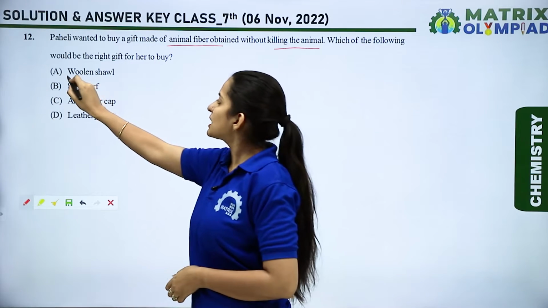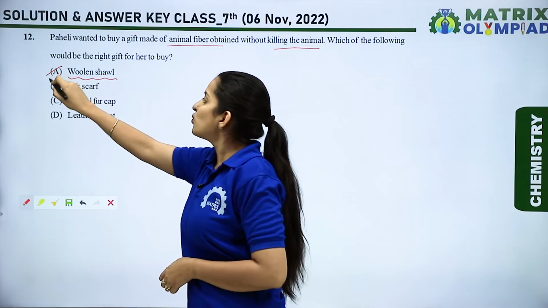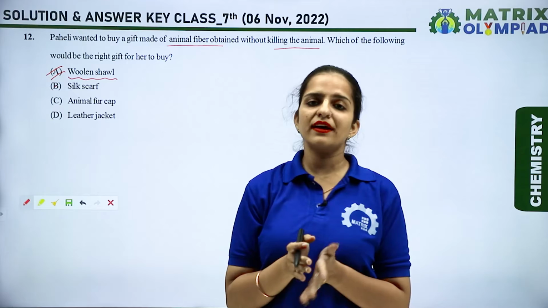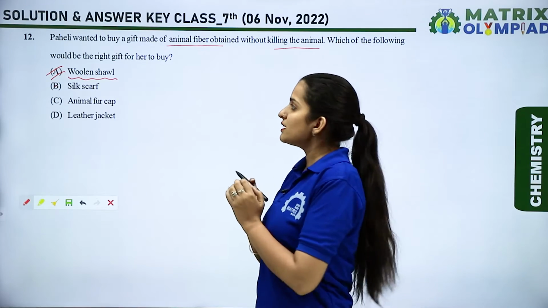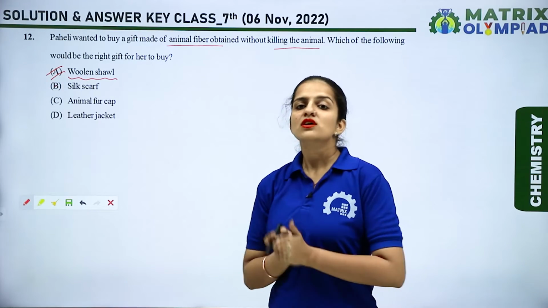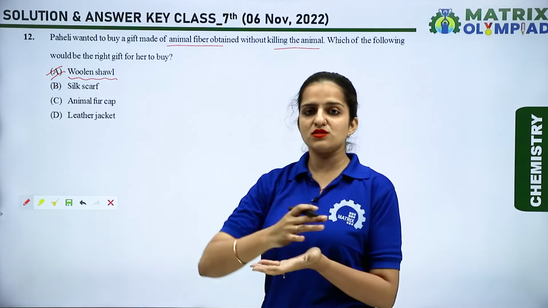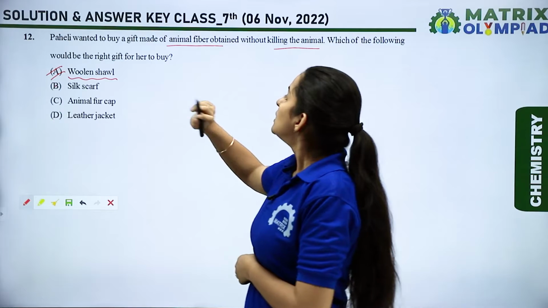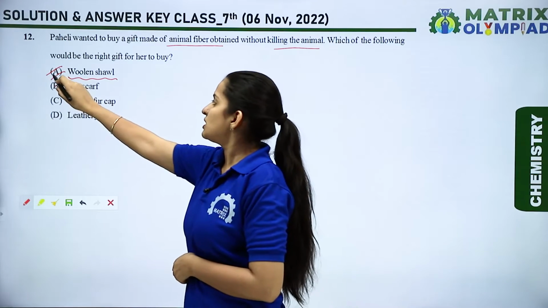So woolen shawl is the correct option here, because wool is obtained from the fleece of hairy animals like sheep, yak, camel, etc. So in this there is no harm to the animals. Wool is obtained from the fleece of the sheep. Woolen shawl, option A, is the correct option here.